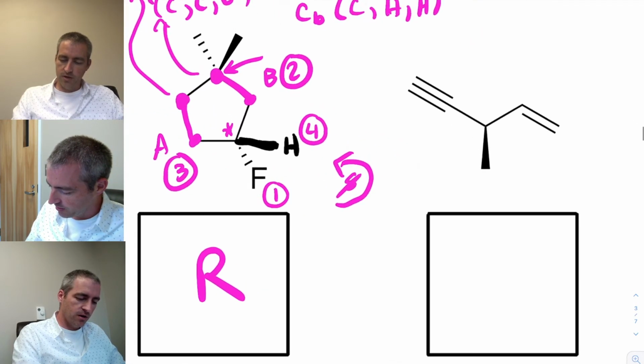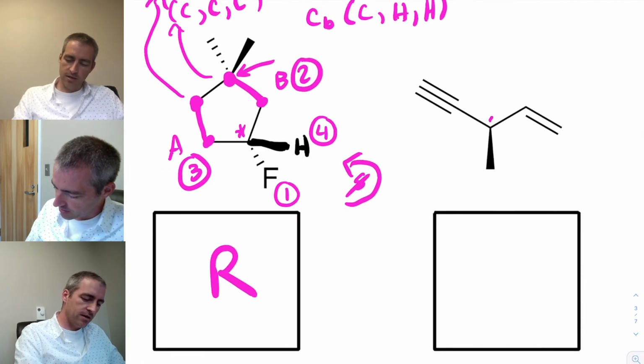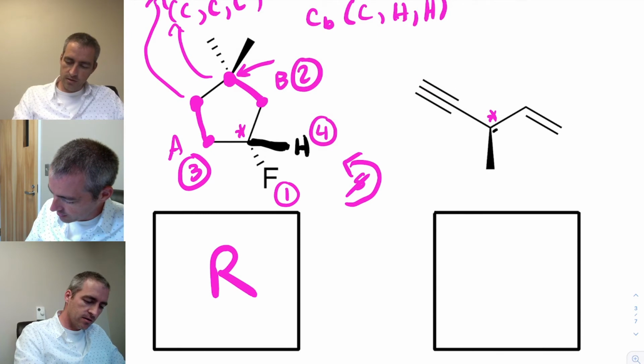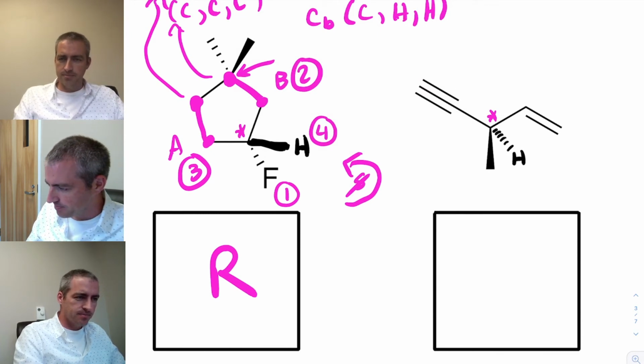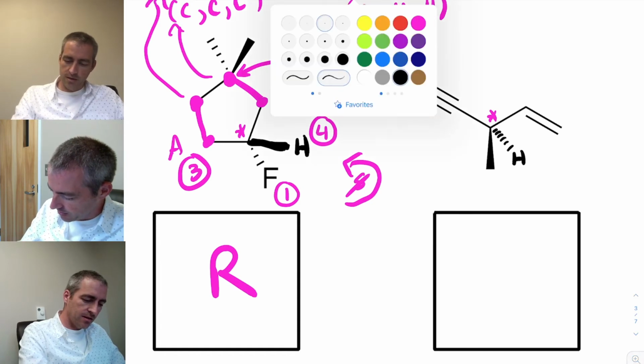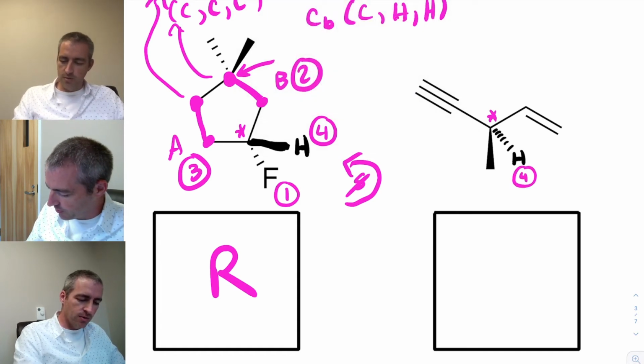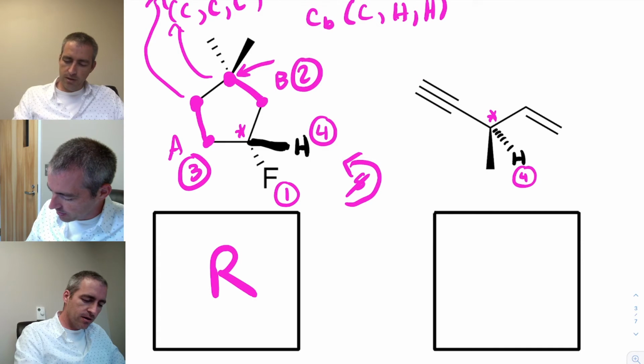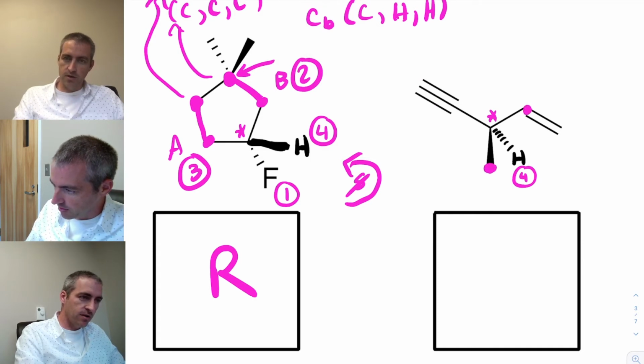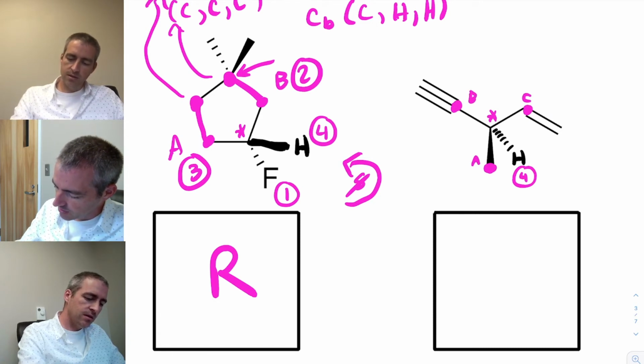Last example over here on the right. Our chiral center is here. We should draw in our hydrogen that's pointing back and give hydrogen the lowest priority like always. And now we're comparing three carbons with each other. Carbon, carbon, carbon. We'll call A, B, and C.